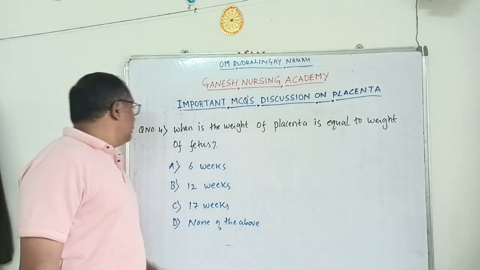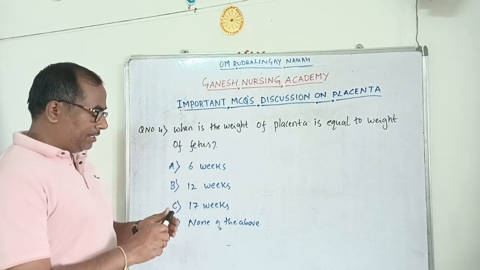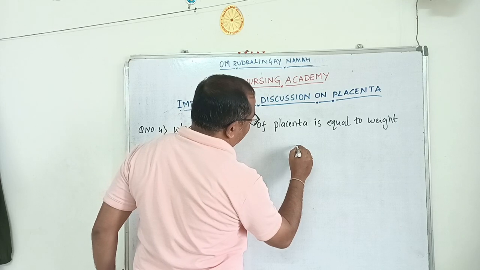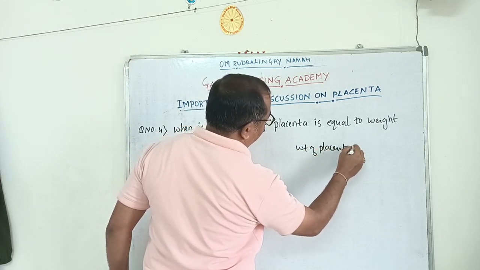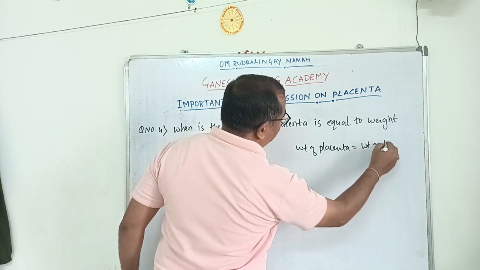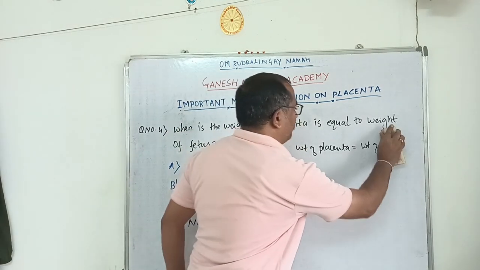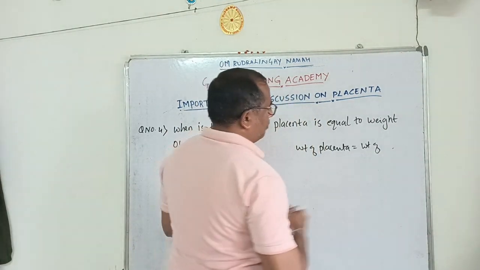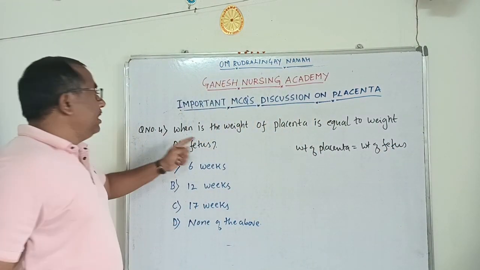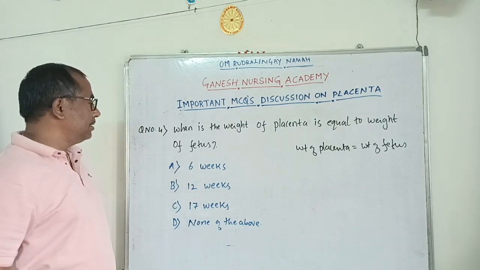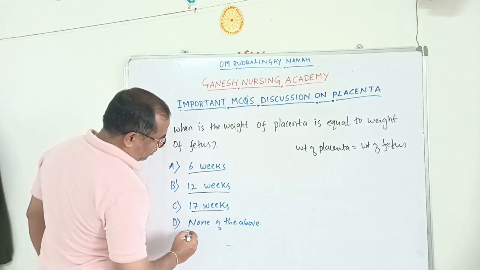Okay, dear students, let's see the next question. Question number 4. When is the weight of the placenta equal to the weight of the fetus? Option A is 6 weeks, option B 12 weeks, option C is 17 weeks, option D is none of the above.